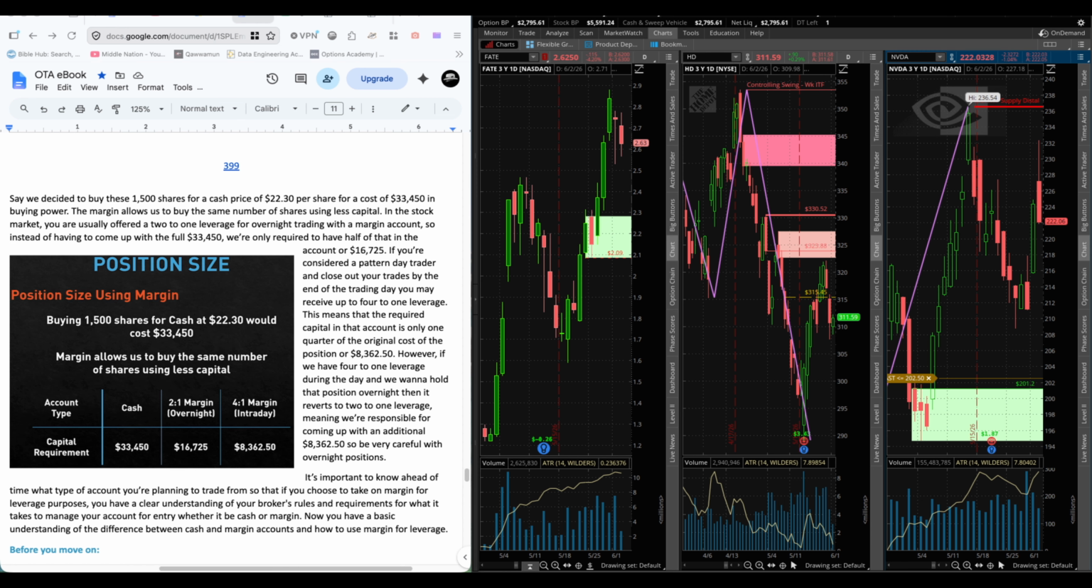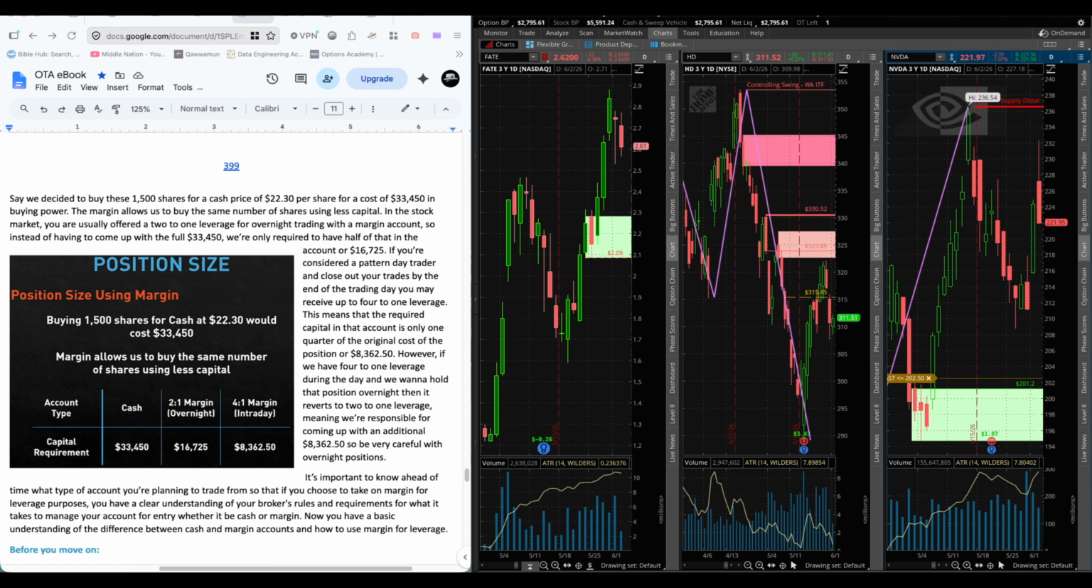In other words, $16,725. If you're considered a pattern day trader and you close out your trades by the end of the trading day, you may receive up to 4-to-1 leverage. That means that the required capital in that account is only 1/4 of the original cost of the position, or $8,362.50 per our example.